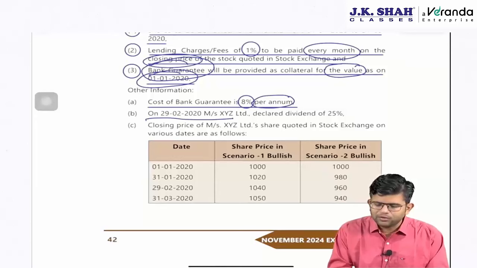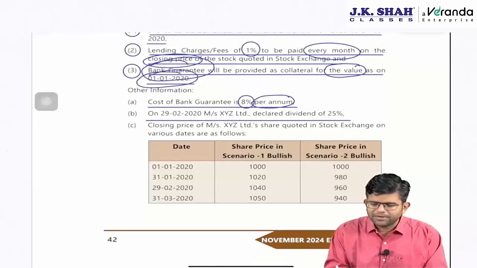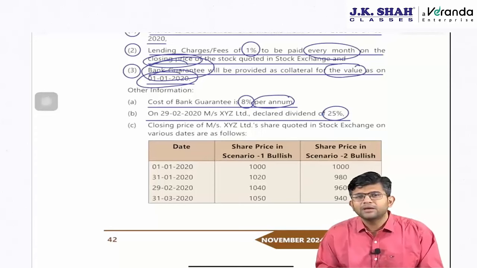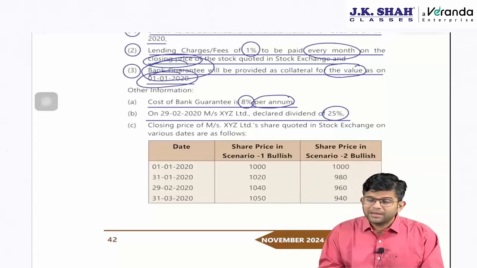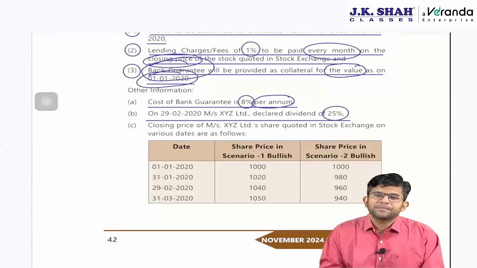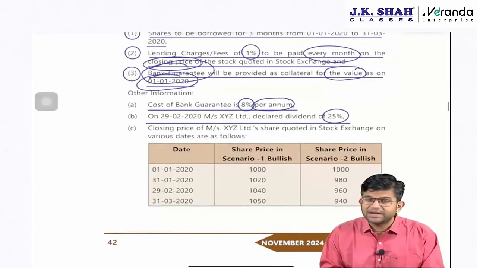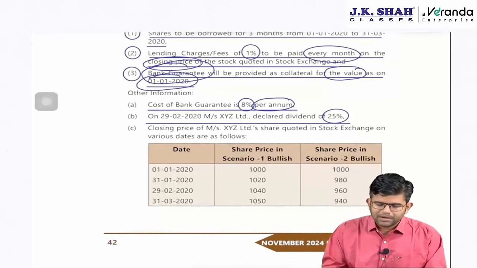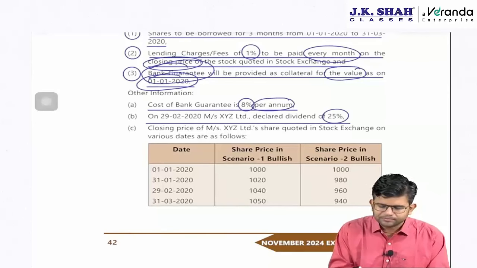On 29/2/2020, the company declared a dividend of 25%. As I told you already, who has to pay this then? ABC will have to pay this to Mr. A, because Mr. A deserves this dividend. Okay. Now, point number C.